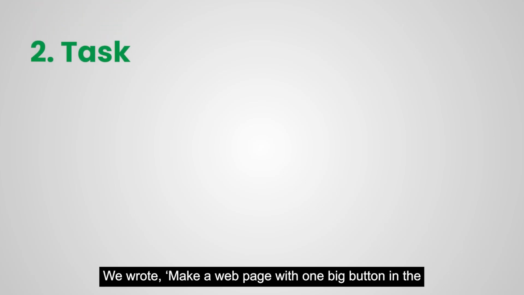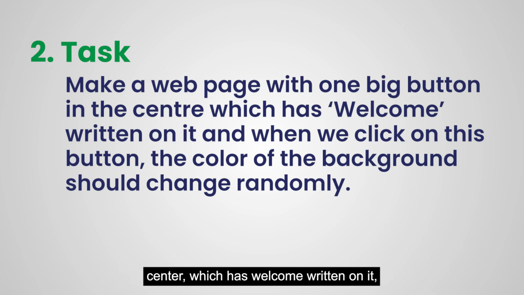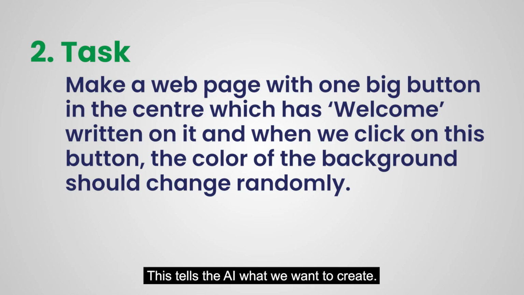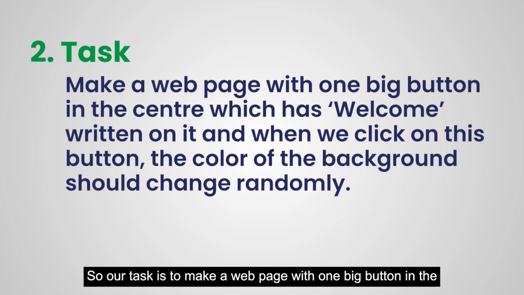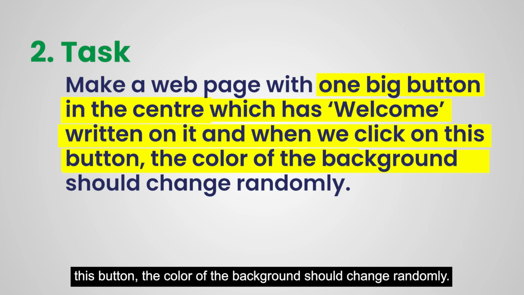Now second part is task. We wrote make a web page with one big button in the center which has welcome written on it. And when we click on this button, the color of the background should change randomly. This tells the AI what we want to create. So our task is to make a web page with one big button in the center which has welcome written on it. And when we click on this button, the color of the background should change randomly.